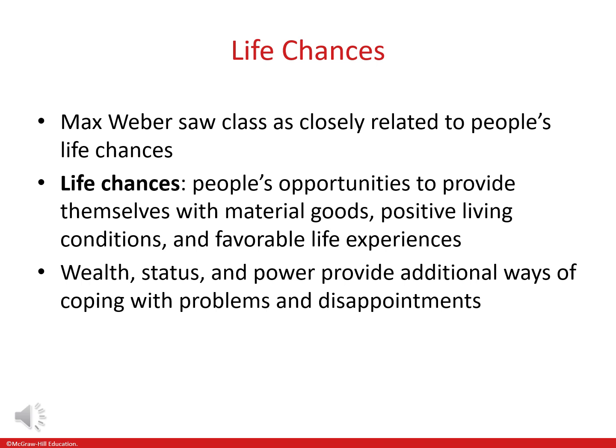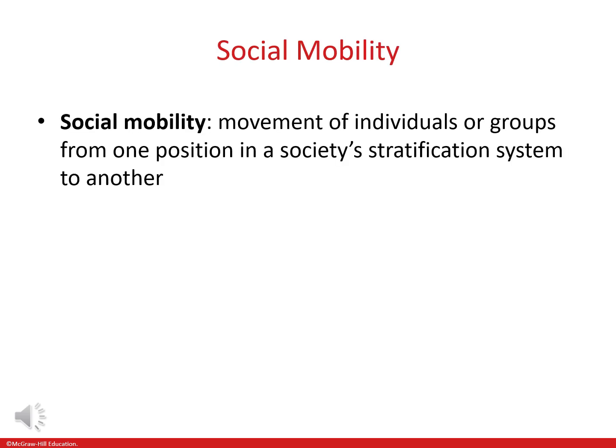So Weber saw class related to people's life chances. And life chances are basically the opportunities that people are able to provide for themselves with material goods, positive living conditions, and favorable life experiences. And this also plays a huge role in health status and socioeconomic status. So wealth, status, and power provide additional ways of coping with problems and disappointments. As far as life chances, if someone is poor and they're really stressed out, they could turn to alcohol. Whereas if someone was wealthy and turned to alcohol, they have more opportunities for counseling, for therapy, for rehab, without it affecting everything else in their lives. Like maybe they won't lose their home due to their addiction versus somebody that's poor.